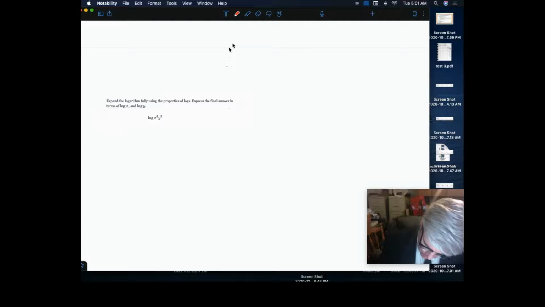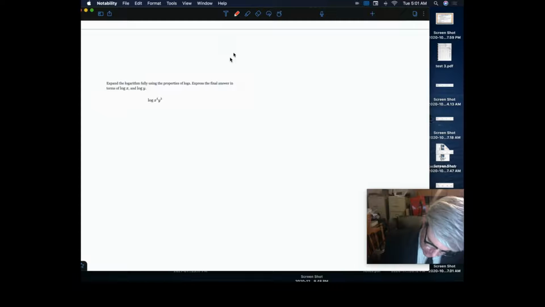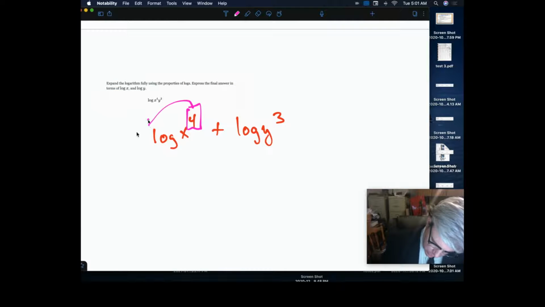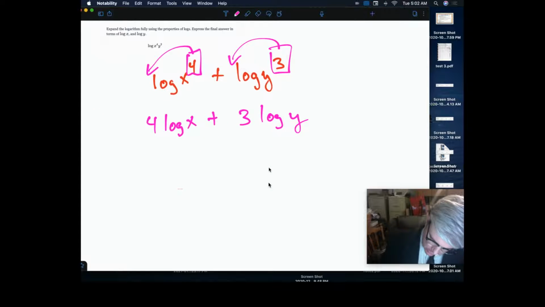Expand the log fully. The final answer should be in terms of log x and log y. All right, so we know that when you multiply, you add. So we can rewrite this as such. And then we can take this 4 and put it in front, and take this 3 and put it in front. So 4 log x plus 3 log y. And that is pretty much it.